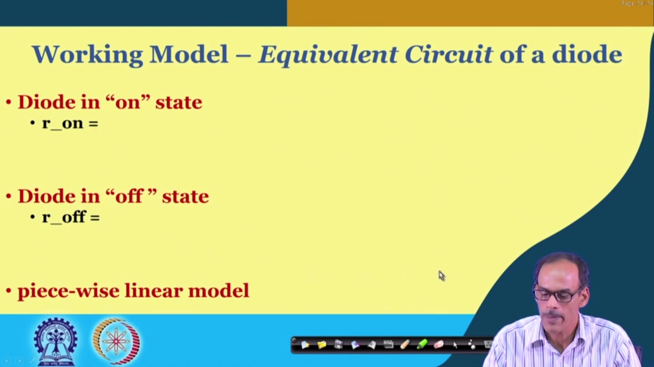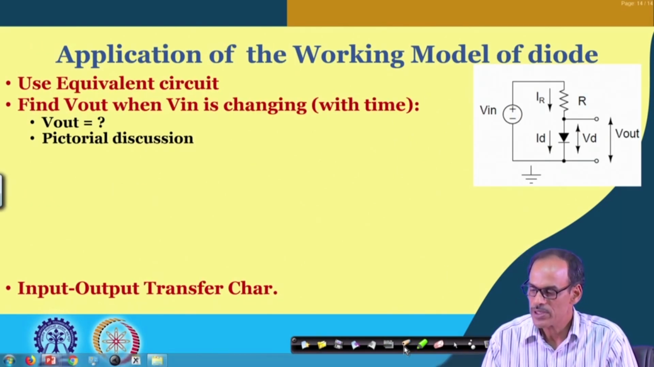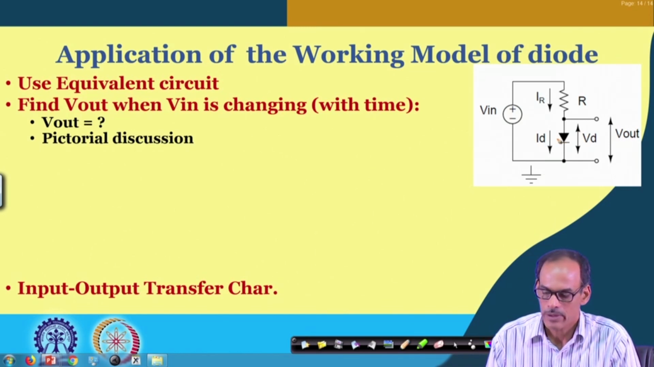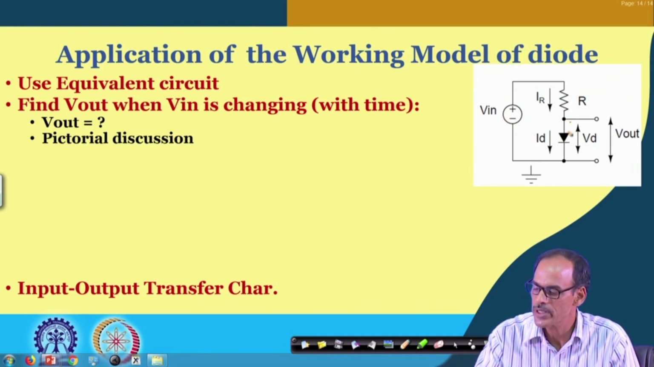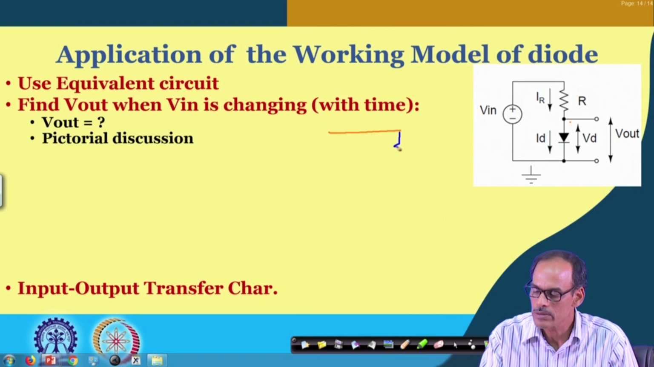So, let us see the application of this simple model. Let me redraw this circuit by replacing this diode, assuming this V in is higher than the cut-in voltage and hence the diode is in on condition. So, the diode will be replaced by the equivalent circuit in on condition.